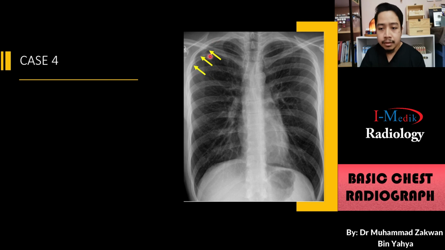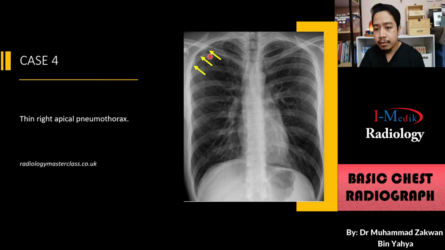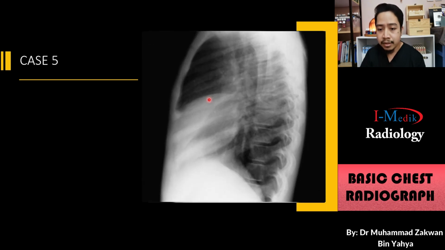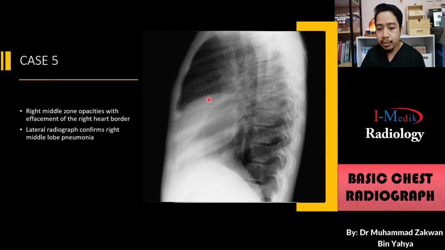Next one, frontal chest radiograph showing opacity at the right middle zone, obscuring the right heart border. From this frontal chest radiograph alone, we can say it most likely represents right middle zone consolidation. But how do we confirm it? We can confirm it with a lateral chest radiograph. On the frontal chest radiograph, we see right middle zone opacities with effacement of the right heart border, and on the lateral radiograph, we confirm that it is a right middle lobe pneumonia.